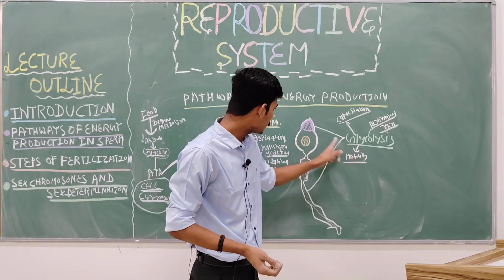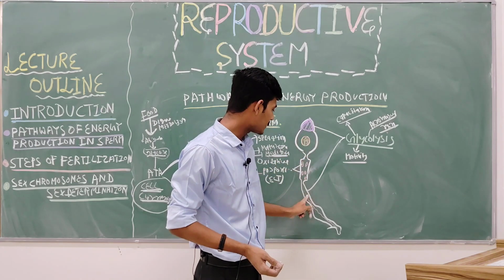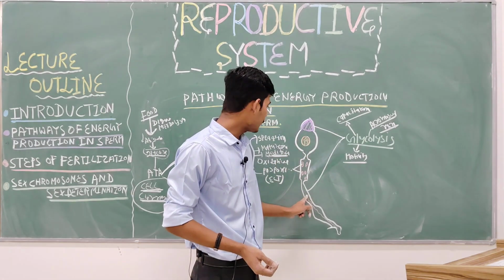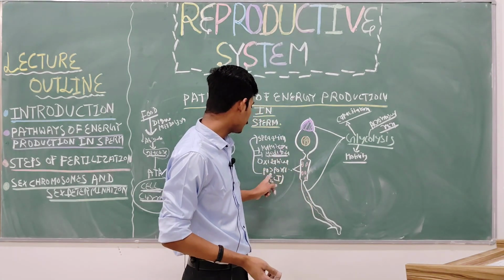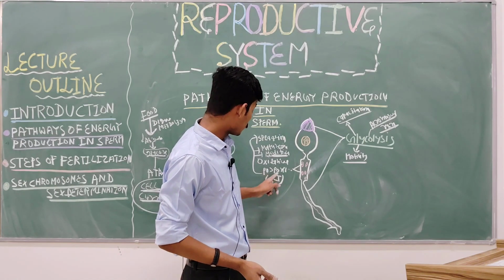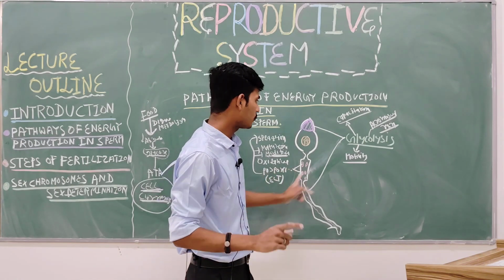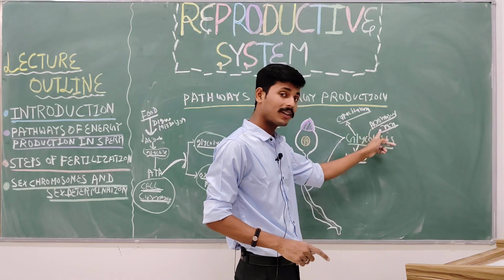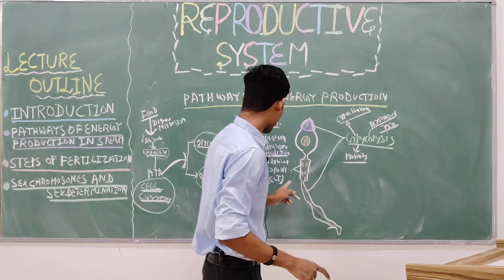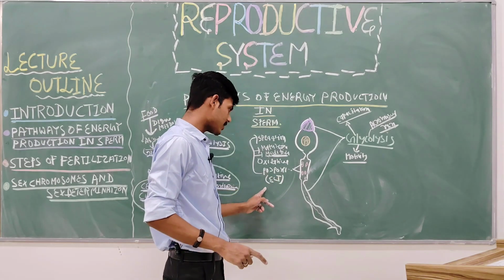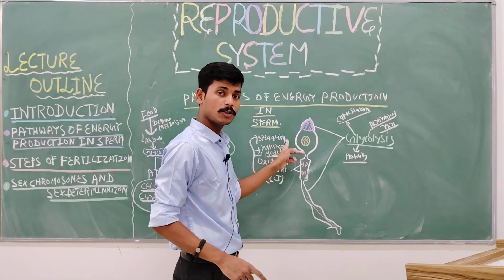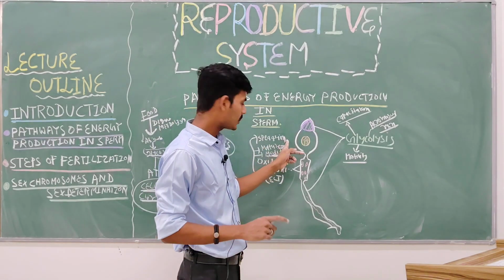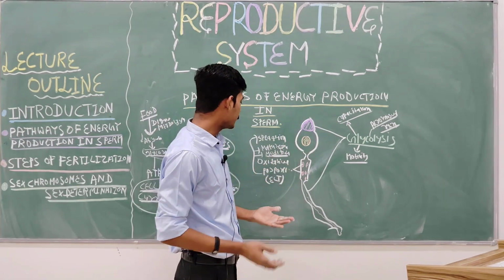Glycolysis is going on in the sperm's head and the central piece of their tail, and the oxidative phosphorylation is happening in the mitochondrial region. Through glycolysis, sperm achieve the capacitation power, acrosomal reaction, and motility. And through oxidative phosphorylation, sperm have the spermiogenesis, you can say maturation, and motility.